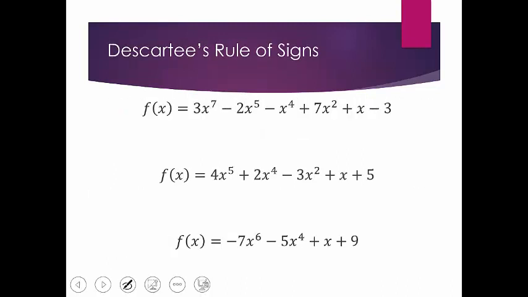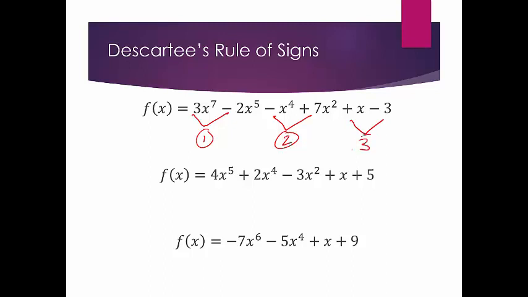The first example, f of x equals 3x to the 7th minus 2x to the 5th minus x to the 4th plus 7x squared plus x minus 3. So this 3 here is positive, but the 2 is negative, so that's a sign change. This x to the 4th here is negative, but 7 is positive, so again, that's another sign change. This x is positive, but 3 is negative, so that's a sign change.